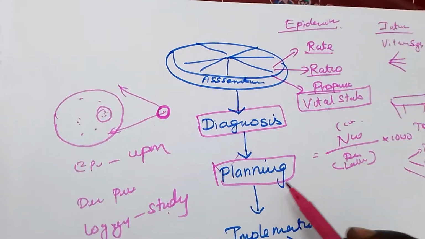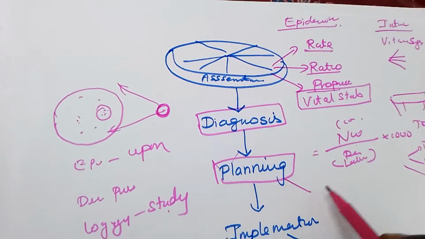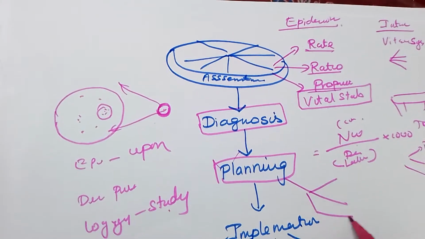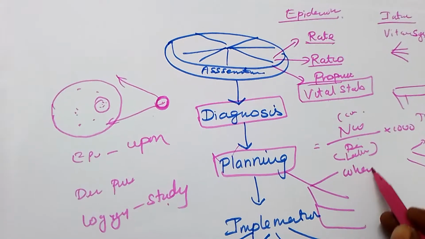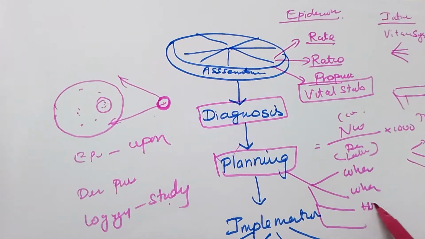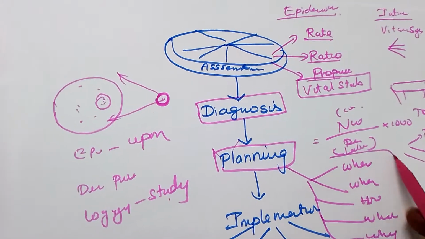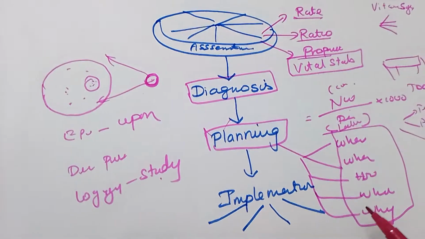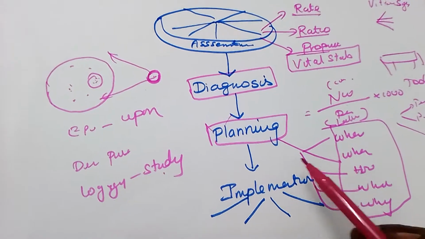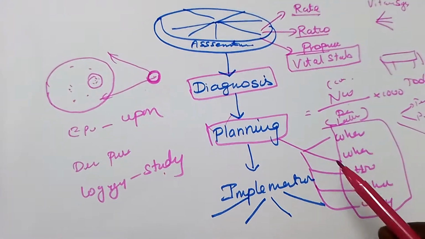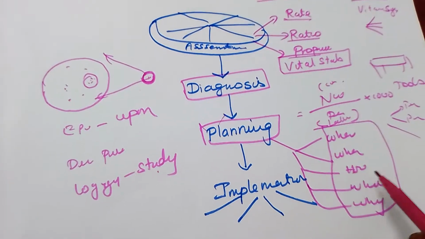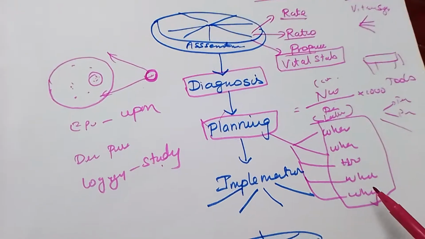and accordingly they will be planning. So the planning formula. What is the planning formula? Always you have to remember the planning formula: where, when, how, whom, and why. These questions will really help the community health planner to plan the program. So they will plan accordingly the implementation program in the Bankura district.